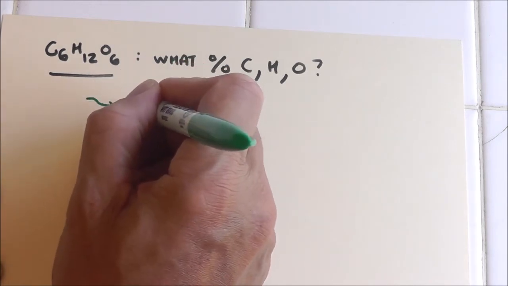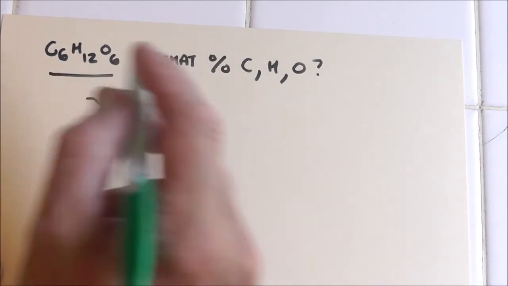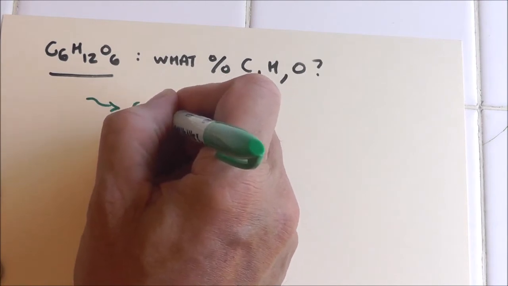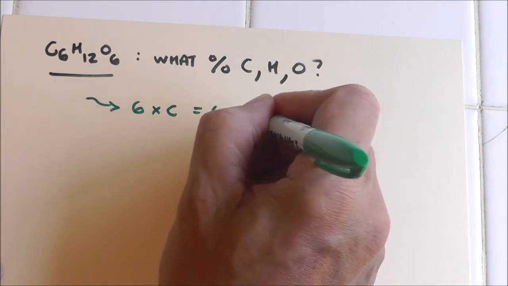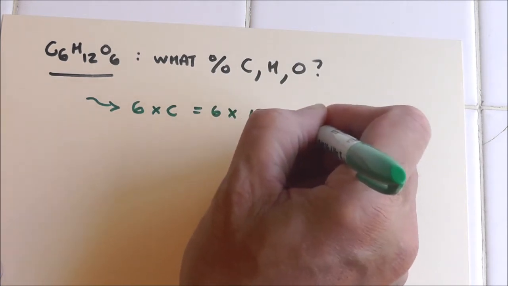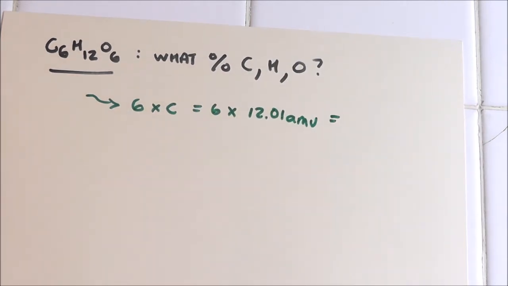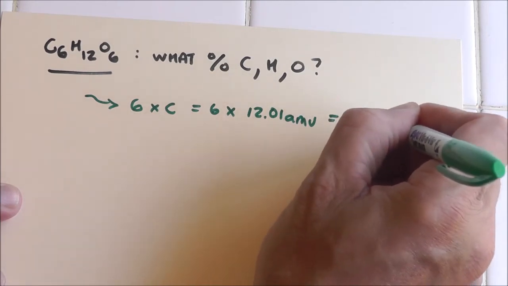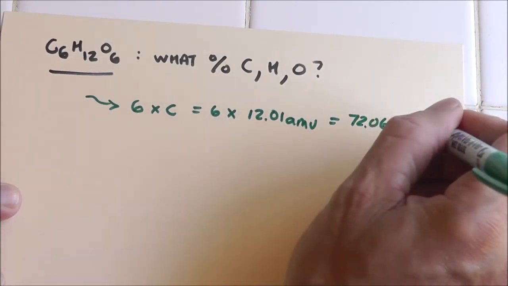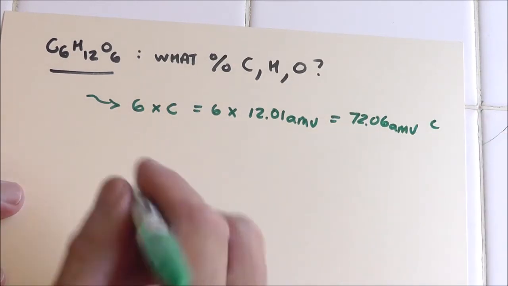carbon, we've got 6, sorry I made my C a little weird there, 6 times what a carbon is on the periodic table, 6 times 12.01 AMUs. And that's the contribution of carbon, so 6 carbons, I should say, in that formula. C6H12O6 is blood sugar, glucose, 72.06 AMUs, carbon. And let's go do the same thing.